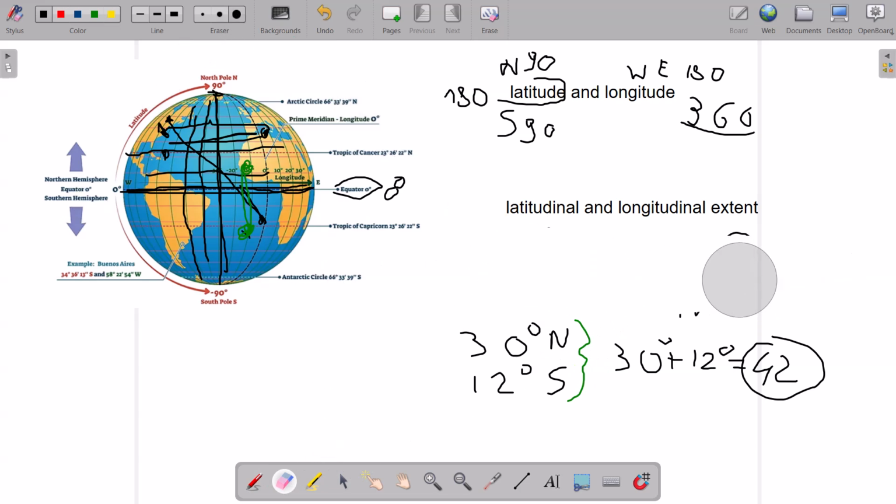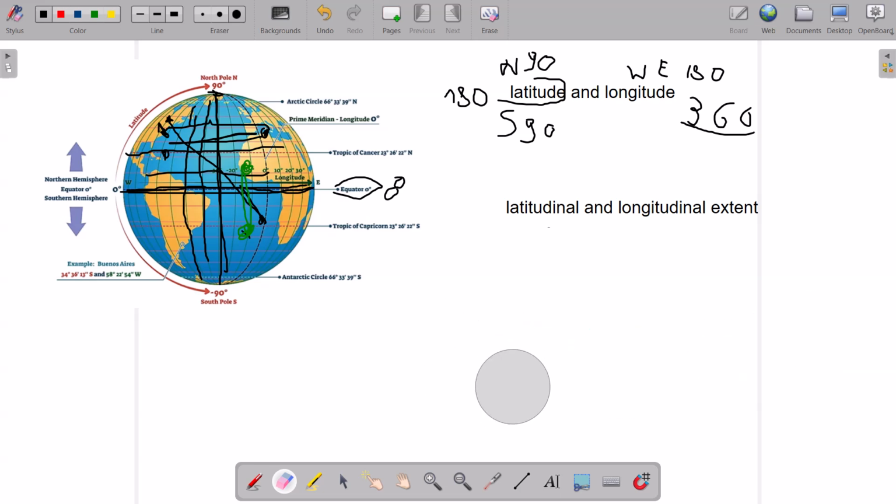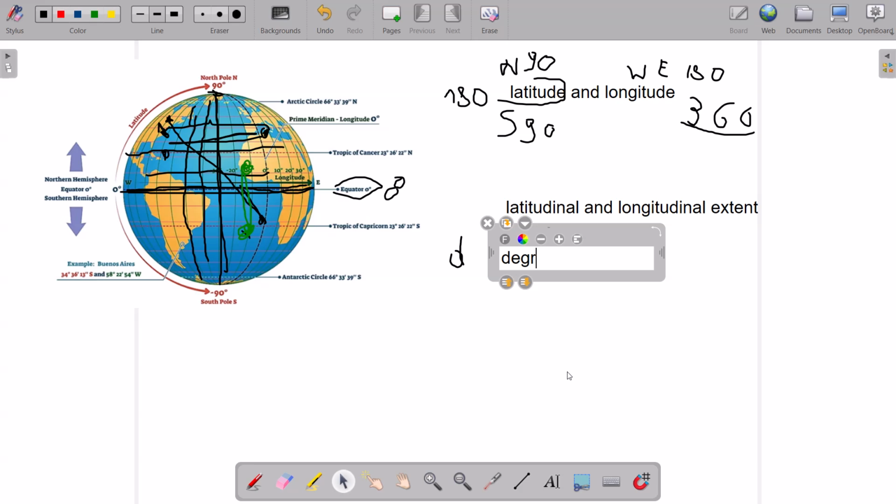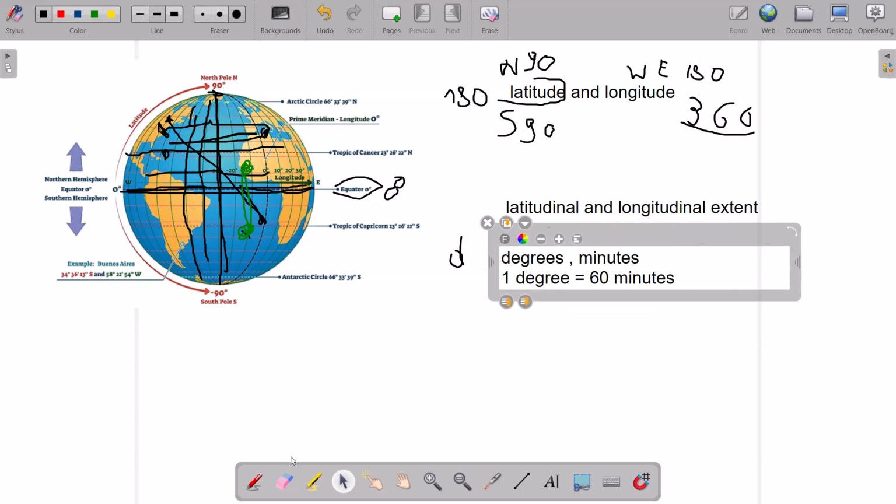But it can get more complicated if we include minutes, because we have degrees, but we also have minutes, right? We should know that 1 degree equals 60 minutes. And then calculations become a little bit more complicated, right? So let me show you how to do it.